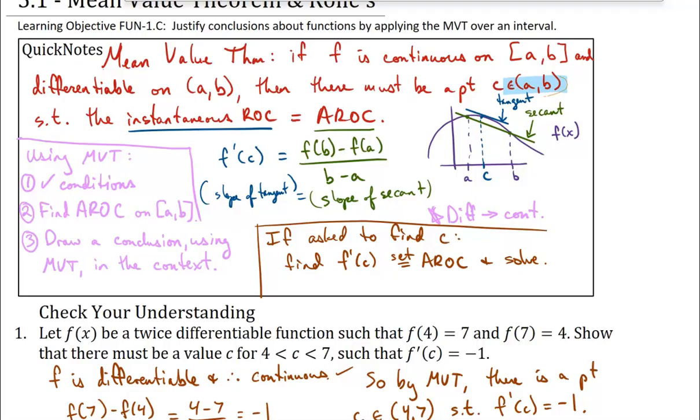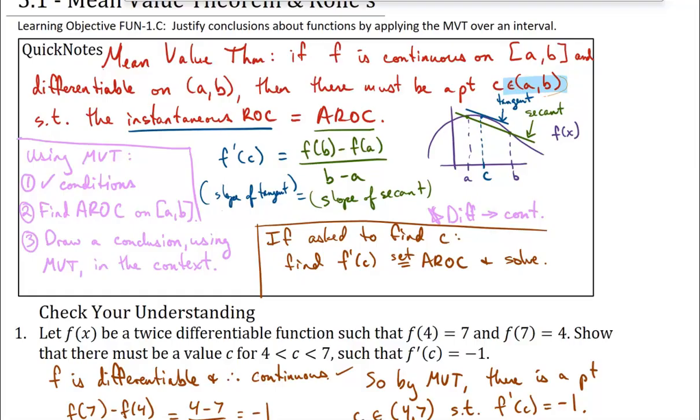Or we could also say the derivative is equal to the difference quotient, or the slope between the two endpoints. Or graphically, we can say the slope of the tangent line is equal to the slope of the secant line. So however it's presented, we can draw that conclusion. This does not tell us where that happens. It just tells us that it has to happen.